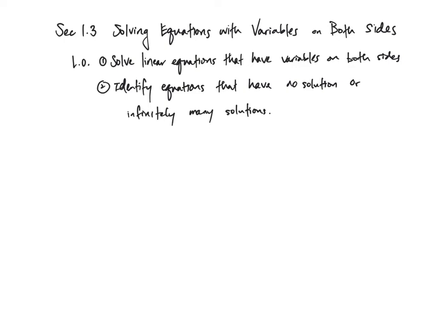In this video, we're going to be looking at solving equations where they have variables on both sides of the equation, and we will also look at special situations where equations have no solution or infinitely many solutions. Okay, so let's start with our first example. They want us to solve 10 minus 4x equals negative 9x.